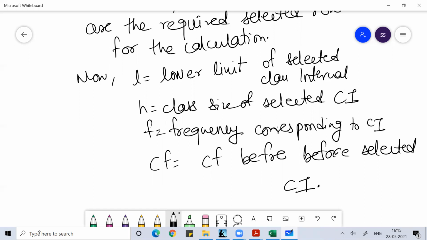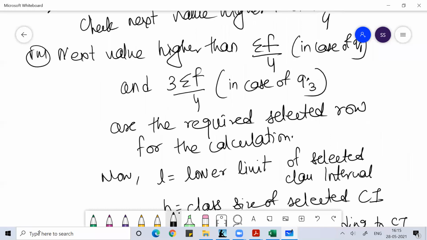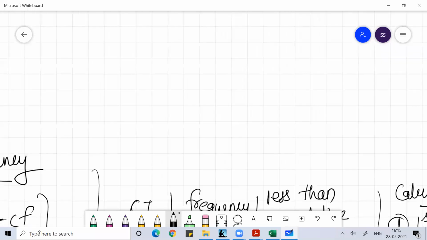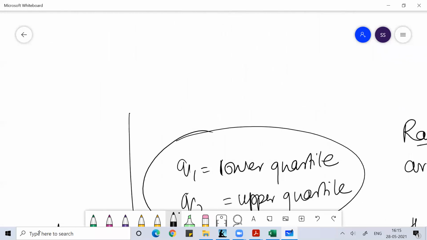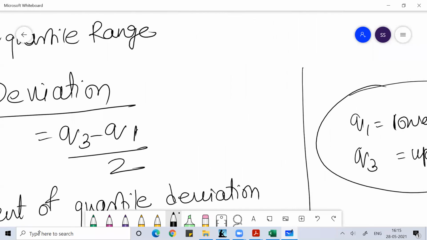If you require problems on quartiles, deciles and all, we have a lot of formulas which we can discuss, and I can share the link. I hope you understood all these terms. We have talked about the concept of measure of dispersion: range, quartile deviation, then mean deviation. Then the most important parameter would be the standard deviation.